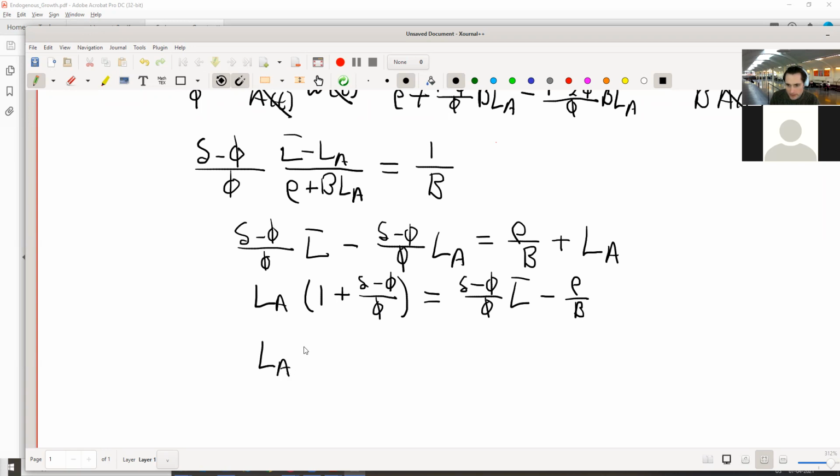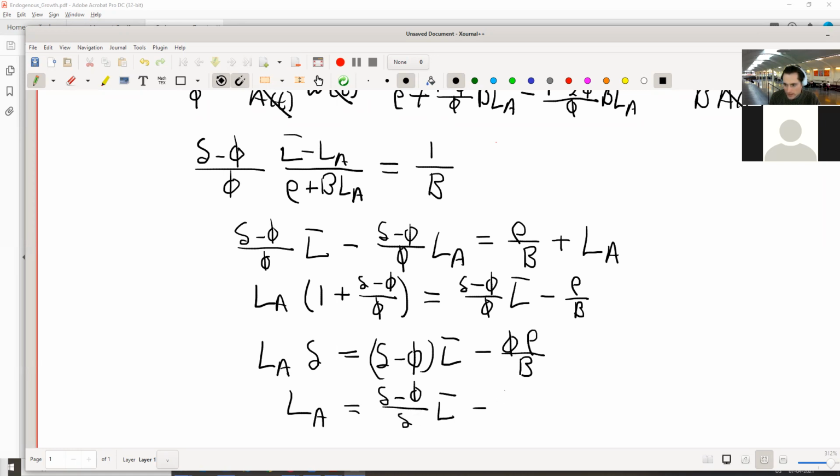So we're going to get LA times, it's going to be a phi here plus delta minus phi, so it's actually just going to be delta. Yes. Here we're going to get a delta minus phi times L bar, and here we're going to get a phi rho divided by B. All right, let's divide both sides by delta. LA is equal to delta minus phi divided by delta times L bar minus phi rho divided by delta B.